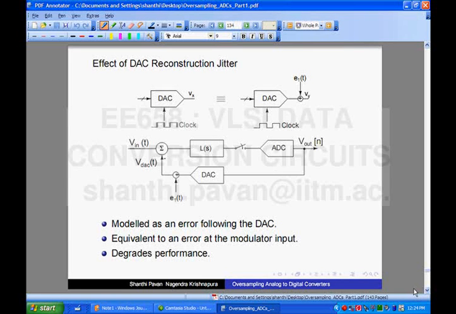The next thing is to look at what happens with the D to A converter. The DAC also has to be clocked, and the output of the DAC changes at every rising edge or falling edge of the clock. So if the clock is jittery, what happens? Ideally the DAC should put out a pulse, say like this. Because of timing jitter, these edges could deviate from the ideal value depending on clock jitter.